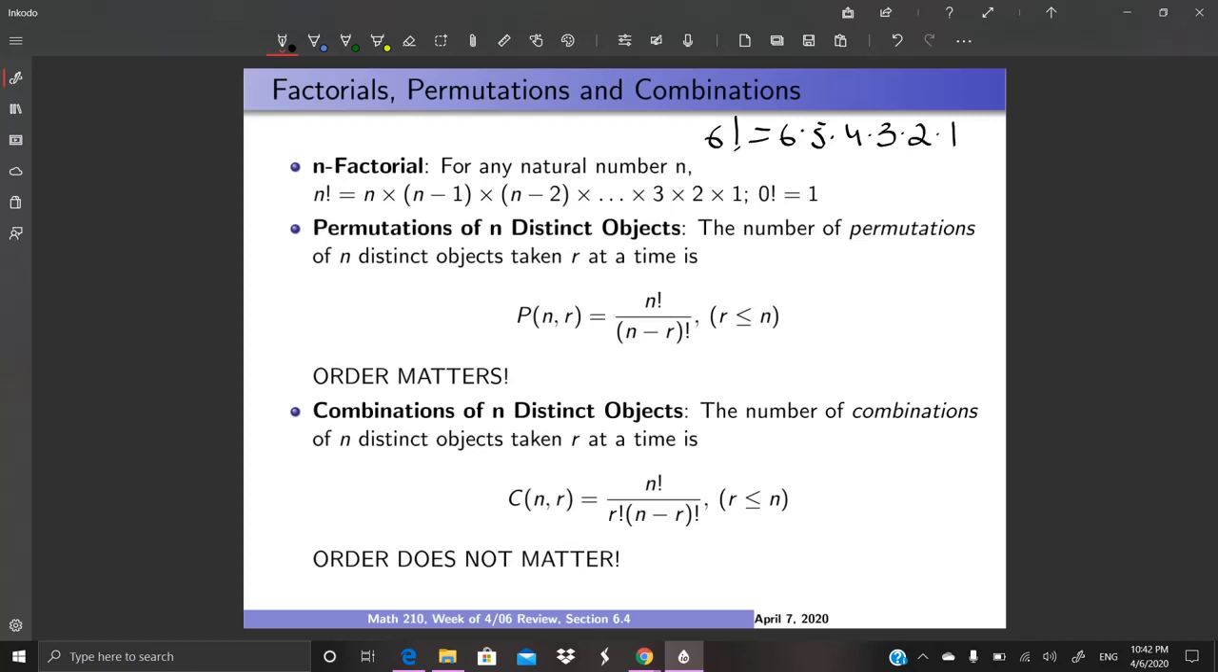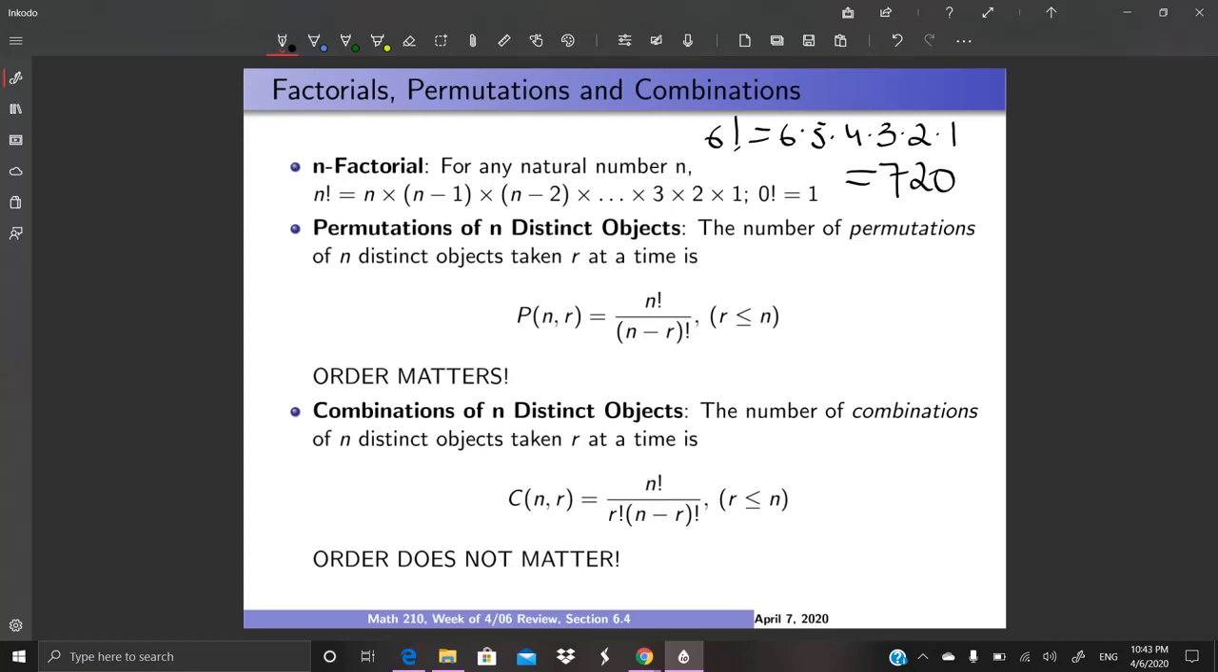So 4 factorial is 24. 5 factorial would be 24 times 5, which is 120. Then multiply that by 6, so you get 720. So that's what 6 factorial will be, and n factorial is just start with the number and then multiply going down 1 unit until we get to the number 1. And then we just use a convention that 0 factorial is equal to 1.